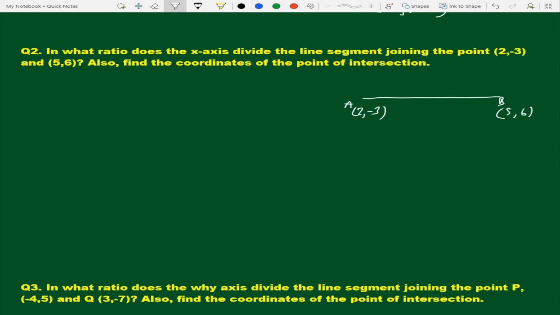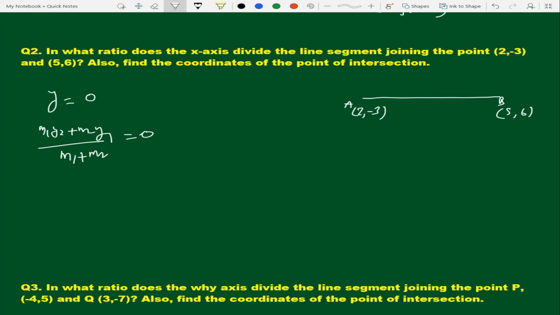In what ratio does the x-axis divide this line segment? It means at the x-axis, the y coordinate will be 0. So the point on the x-axis has y coordinate 0. So y equal to 0. The y coordinate will be (m1 y2 plus m2 y1) upon (m1 plus m2). So this is 0.